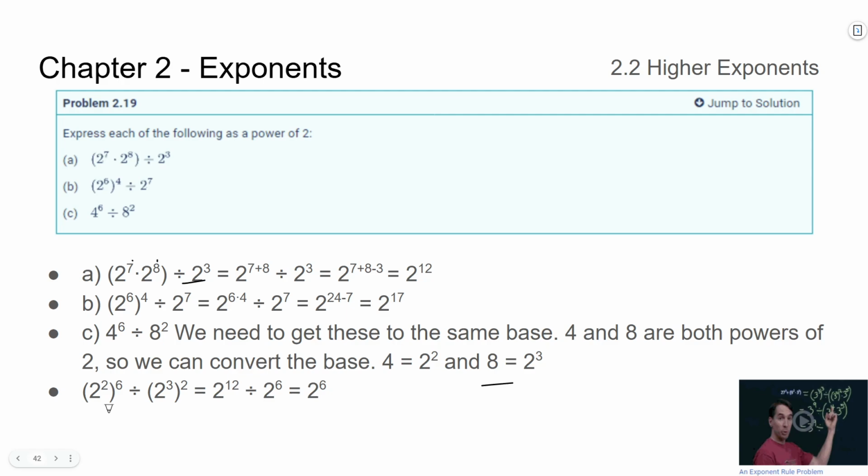All right, now we know how to do this. Now we can do 2 times 6, which is 12, so 2 to the 12th, divided by 2 to the 3 times 2, which is 6, so 2 to the 6th. And now we can do 12 minus 6, so it'd be 2 to the 6th.